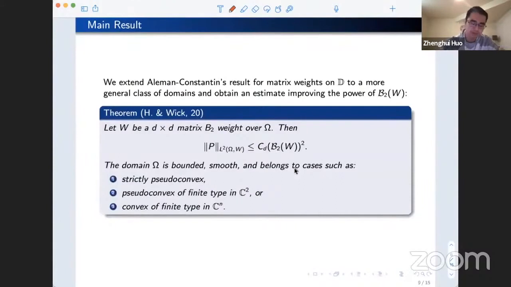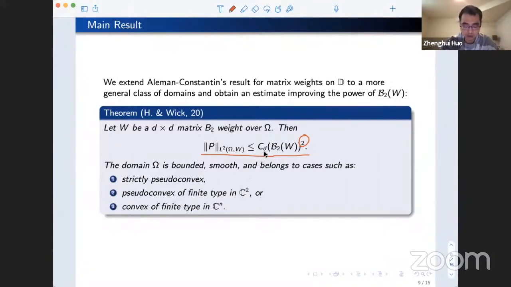Nevertheless, we are able to extend their result for matrix weights to a more general class of domains, and also we improve the estimate they have. This is a result by me and Brett Wick in 2020. We obtained the following norm estimate. As you can see, the power we obtained right here is improved, which is 2, and also our estimate holds true for a wide class of domains, like bounded smooth domains such as strictly pseudoconvex domains, pseudoconvex domains of finite type in C^2, and convex domains of finite type in C^n.